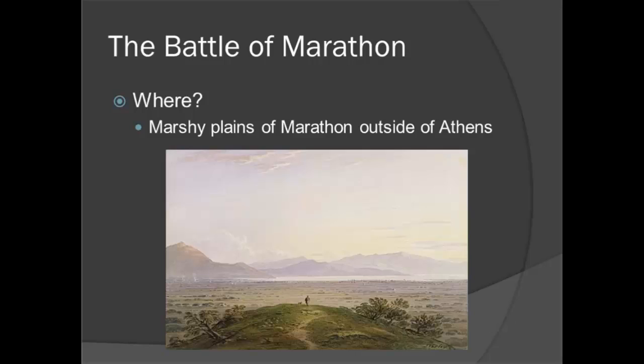Now the where. The battle took place on the shores of the Aegean Sea, which is right near the Mediterranean Sea, obviously. It was near what's known as the small city of Marathon, on a marshy plain right next to the shoreline. So pretty flat land, kind of marshy, and it's actually set between 2 rivers, which we'll see in a few minutes.